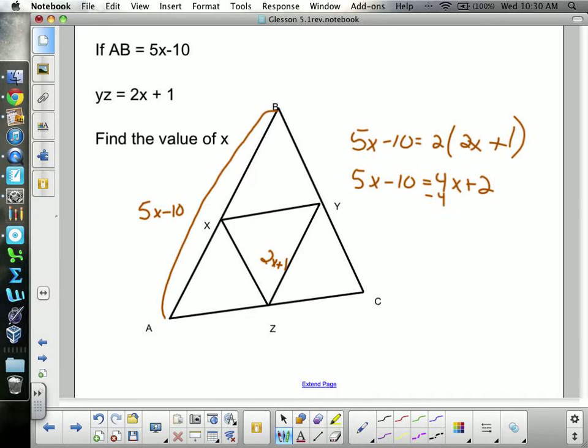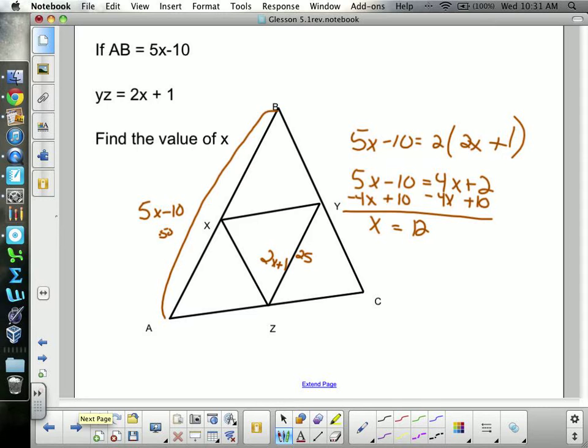And we subtract the 4x, add the 10, and I get x equals 12. Once I found the value of x, then I can figure out that this is going to be 24 plus 1, or this is going to be 25. This is 5 times 12, which is 60 minus 10, or 50. And sure enough, this is twice as long as that. It worked out. So we can check our answer pretty easily.